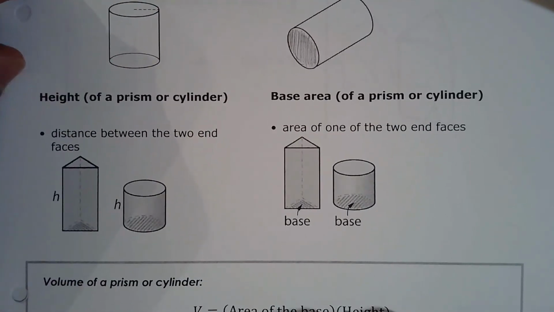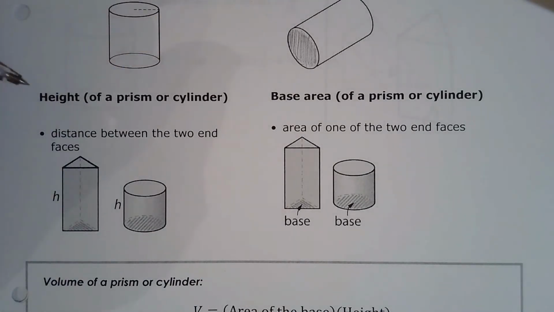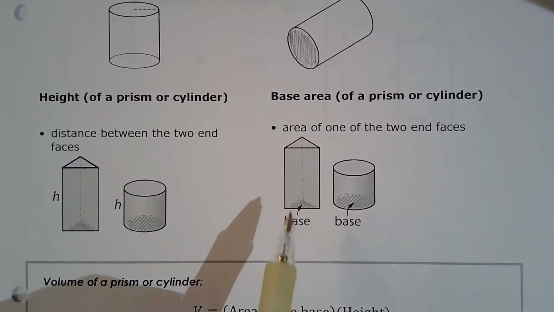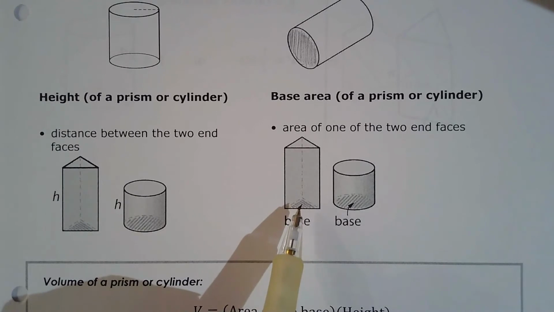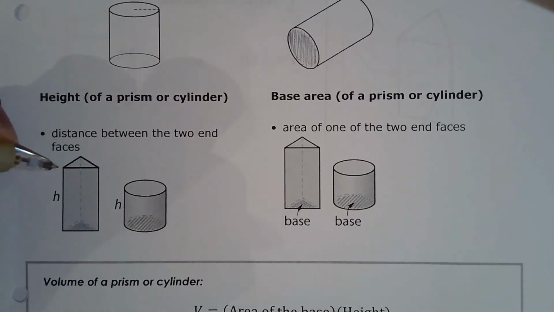Okay, so we want to talk about the area of the base, and we want to talk about the height of a cylinder. So I've already mentioned this earlier. When you see a prism or see a cylinder, you need to establish two things. You need to establish what is the base of the cylinder or the prism, and what is the height of the prism or the cylinder. So the height, we have the definition here. It's the distance between the two end faces or the two bases. Okay, so what I've labeled here, this is the height.